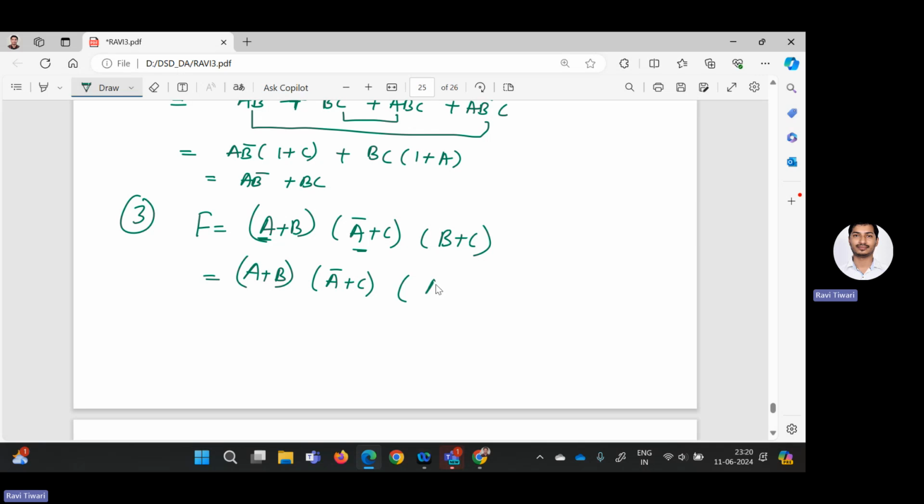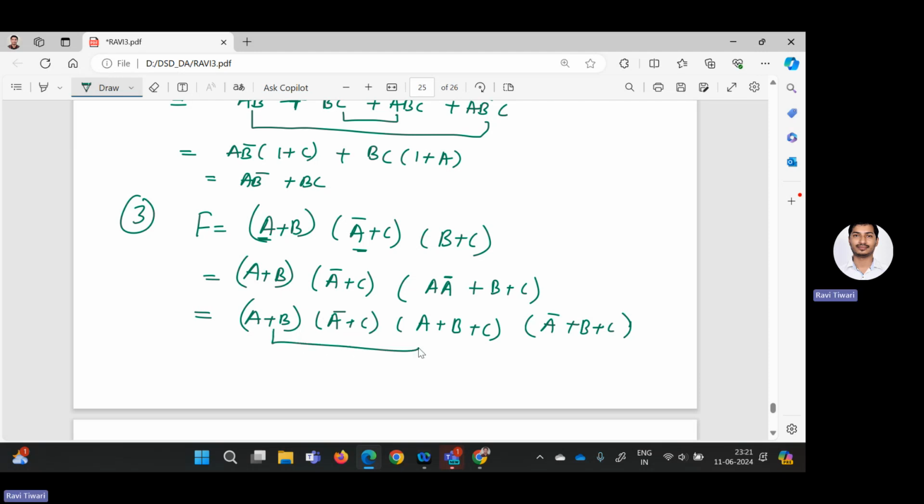On the third term, as this is a POS expression, you need to include A dot A bar plus B plus C. Okay, as the expression is in the POS, we have to include A bar. If it is a SOP, then you have to include A plus A bar, like that. So now here, this is A plus B, this is A bar plus C, this is A plus B plus C, A bar plus B plus C. How we got this term? By using the distributive property.